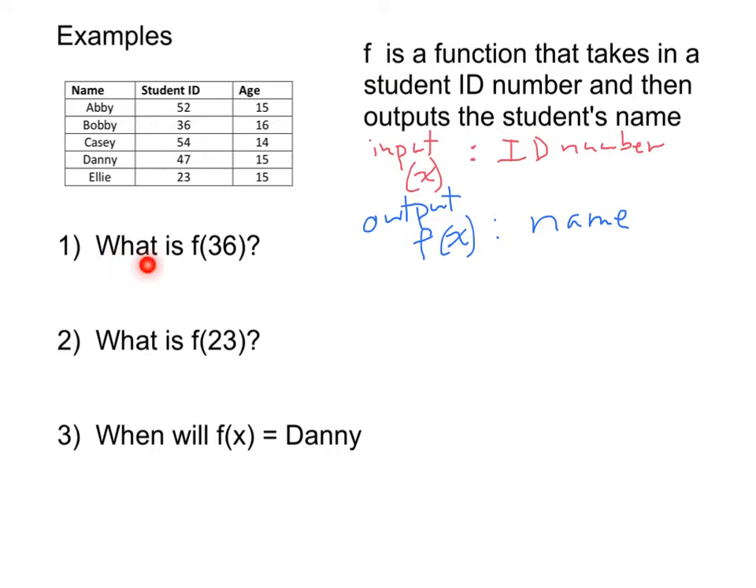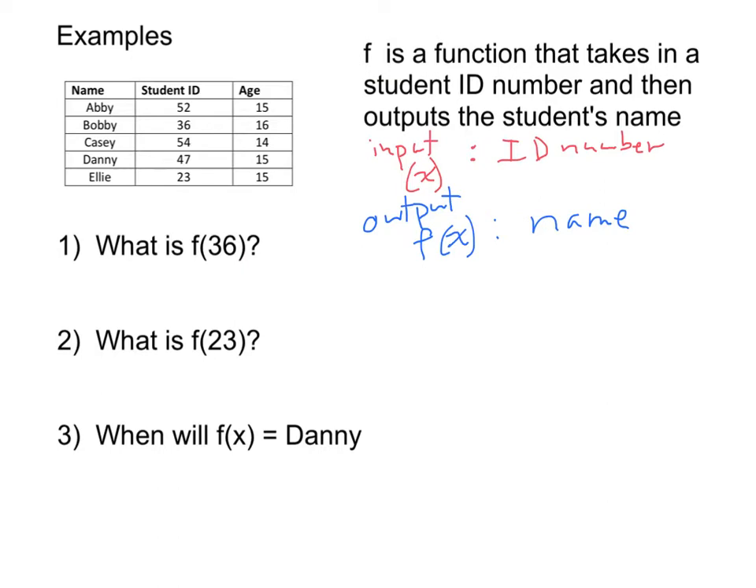First question, what is f of 36? Again, the way we read this is f of 36. It doesn't say f36, it doesn't say f times 36, right? These parentheses do not mean multiplication. It says, what is f of 36? And what this really means is, what is our output going to be when we input 36? f of 36 is the output when we are inputting 36.